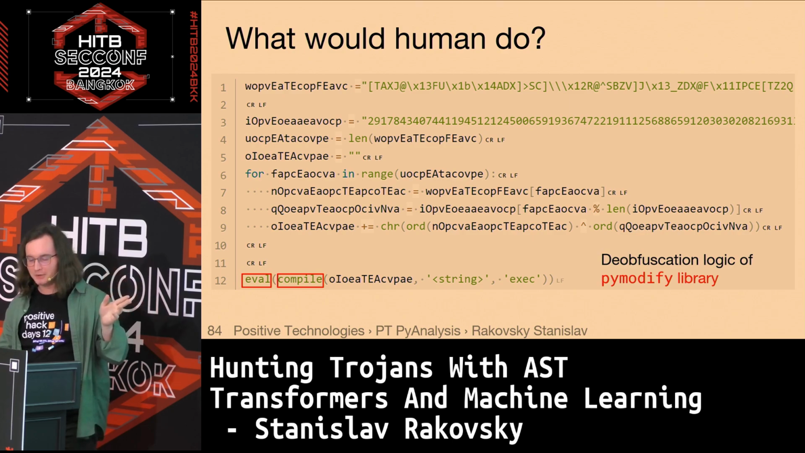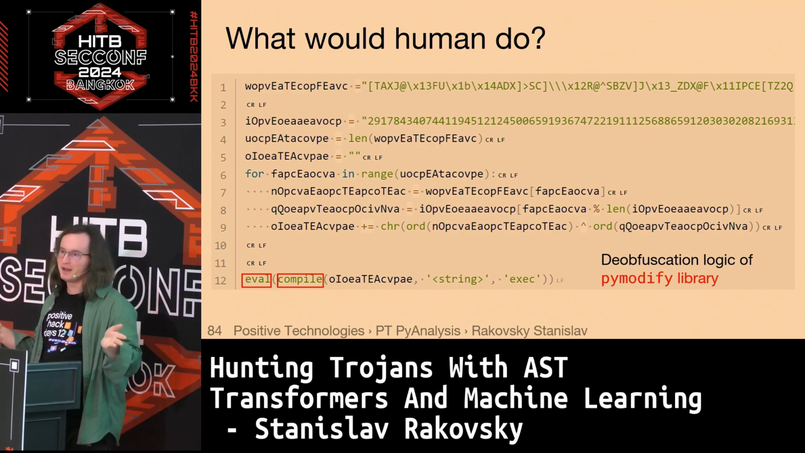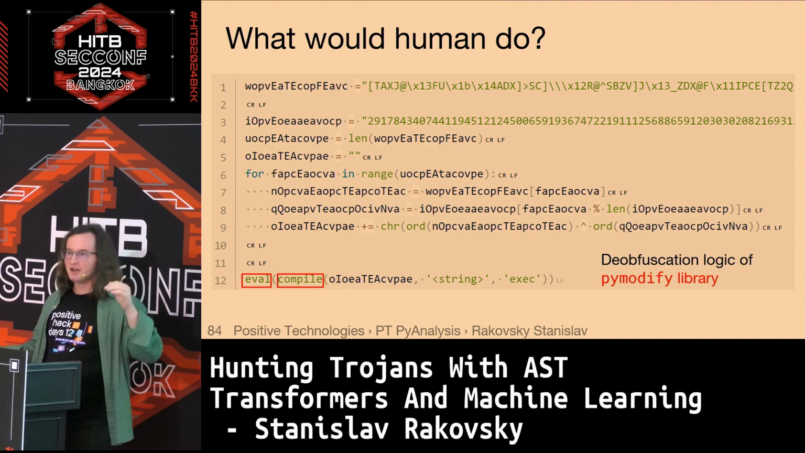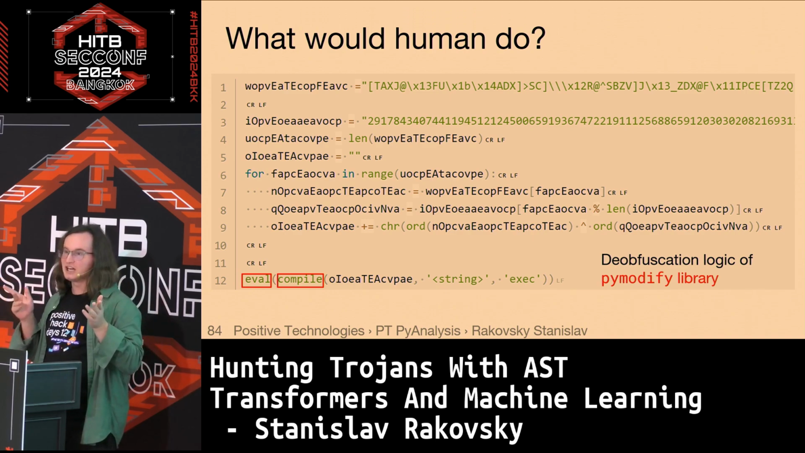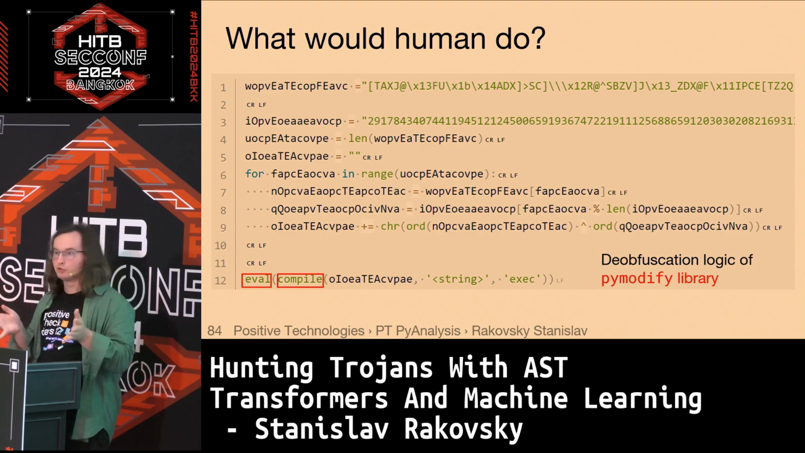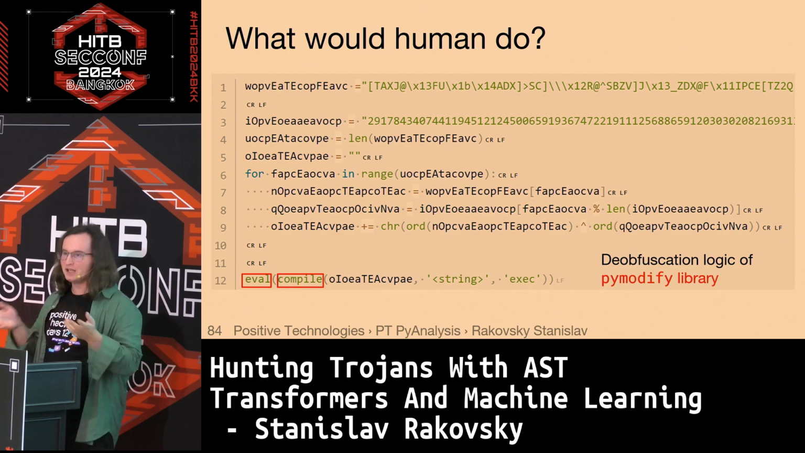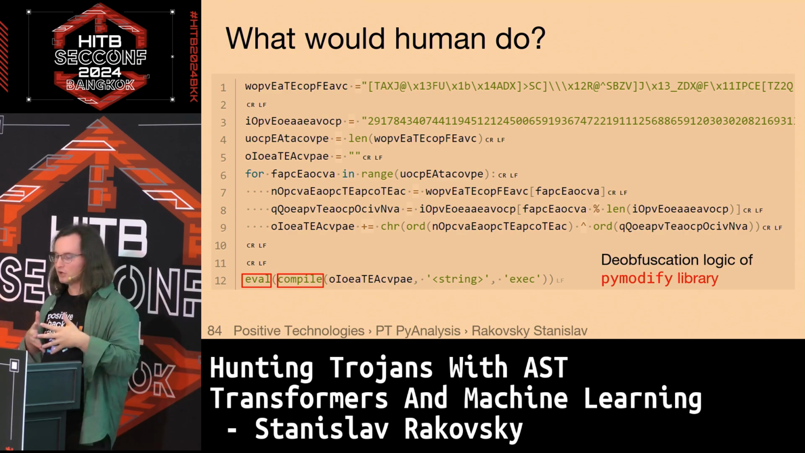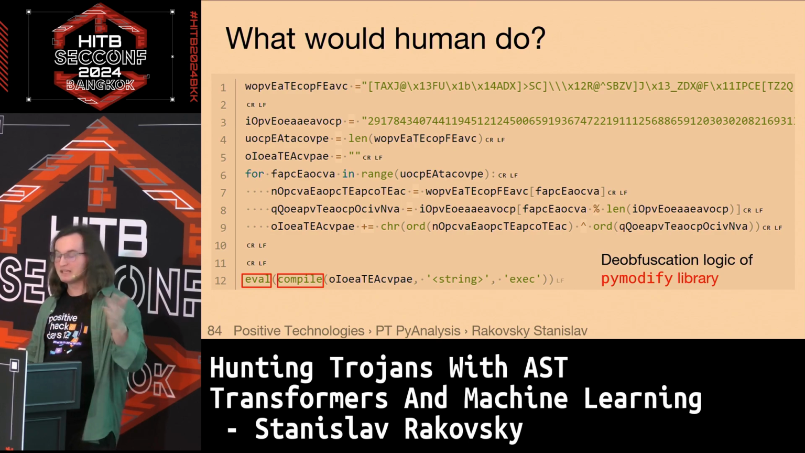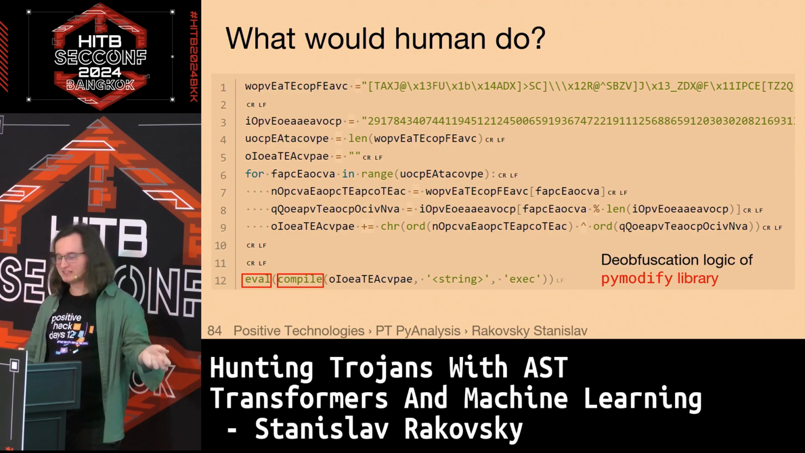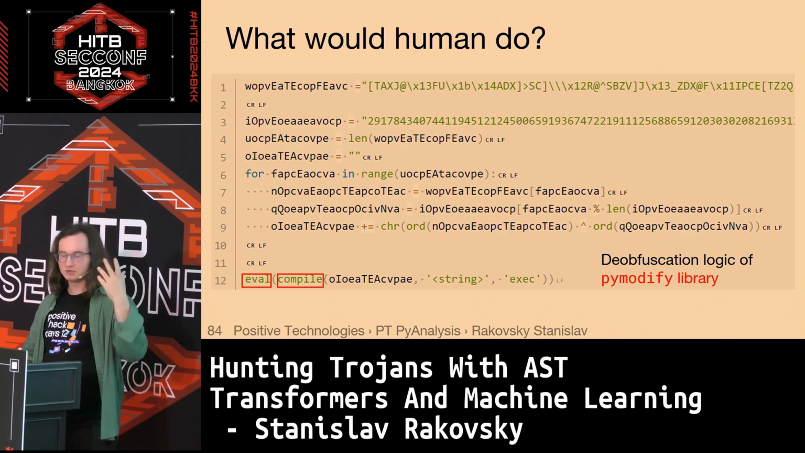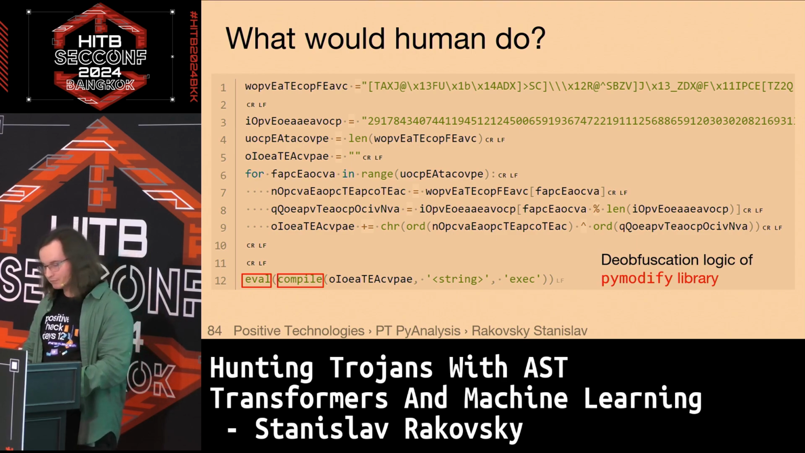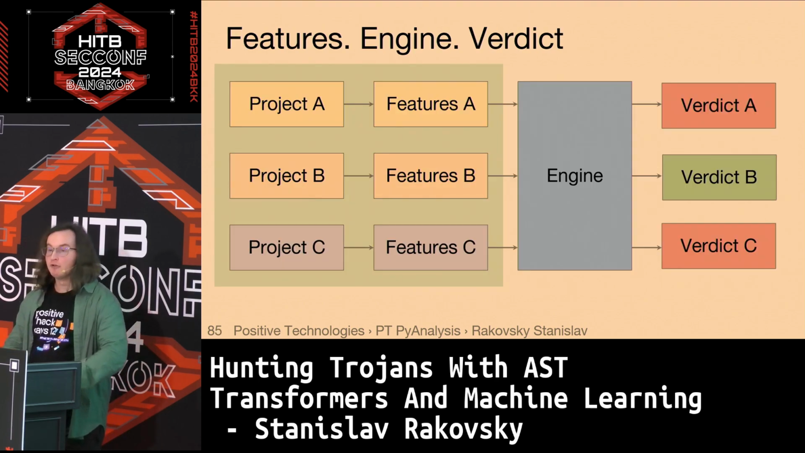So, for us, the most crucial part would be just eval and compile. Because this chain of calls describes that some source code would be compiled to bytecode and evaluated. So it's uncommon behavior for benign applications, but for obfuscated stuff, and even malware stuff, it could be common. Okay, what would a computer do?